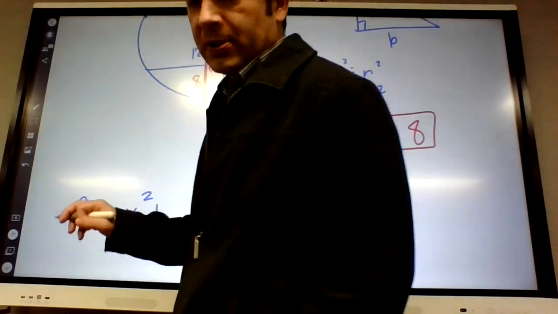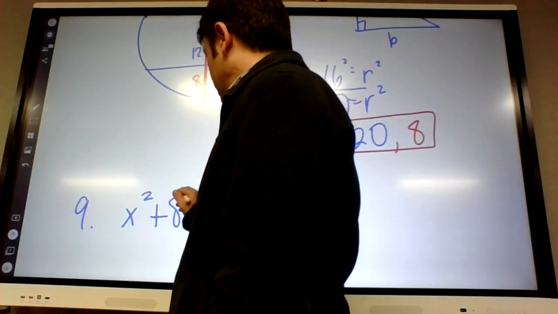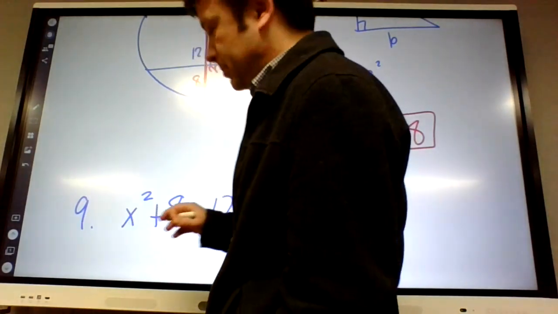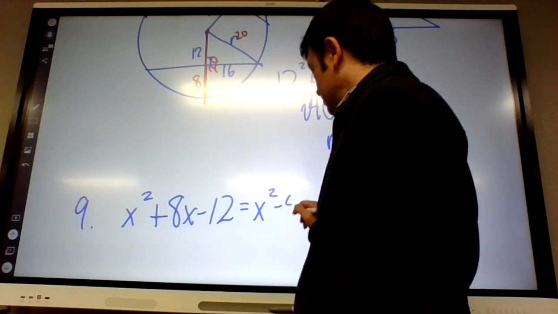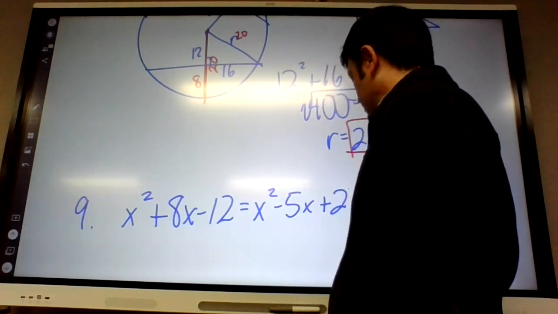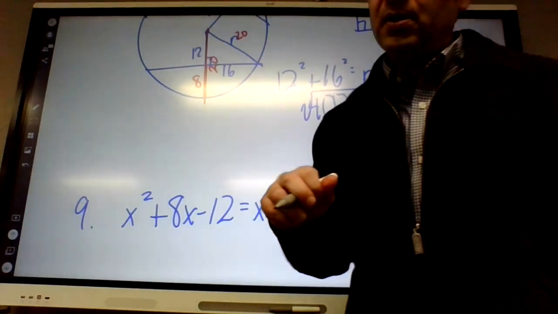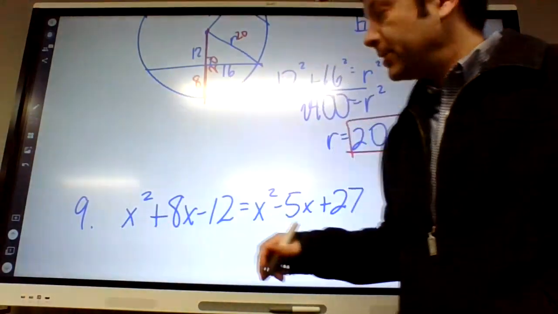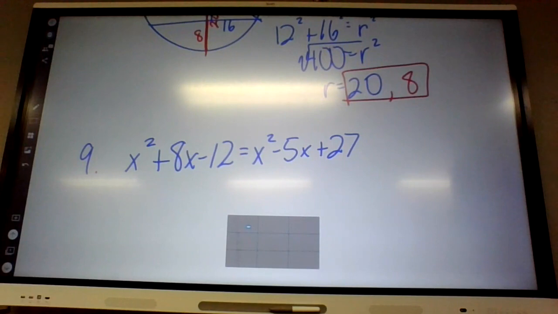X squared plus... Not solvable. No, this one's not. That's okay. Yeah, that's right. All right. Any ideas, Isaac? Plus 12. Okay, let's start with what do we do about the x squareds?